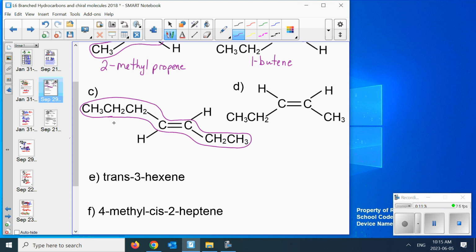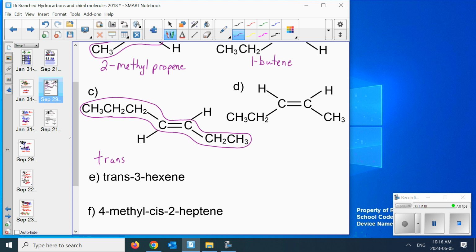So I got 1, 2, 3, 4, 5, 6, 7 in a row. Heptane, right? Now, what number should I use for my heptane? Nope, not whatever I want. It is trans. So, okay, we'll start with that. We know it's trans because it's opposite side.